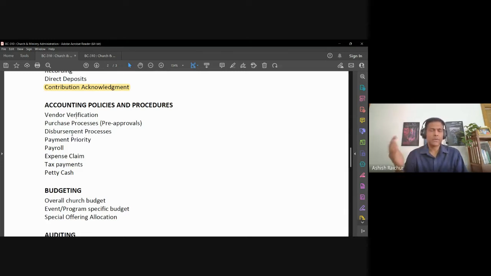But we keep it 3 days in case there's some busy thing happening. But that means we want to pay our vendors as soon as they deliver the service and send us their bill. We pay them. So there's no waiting from there.